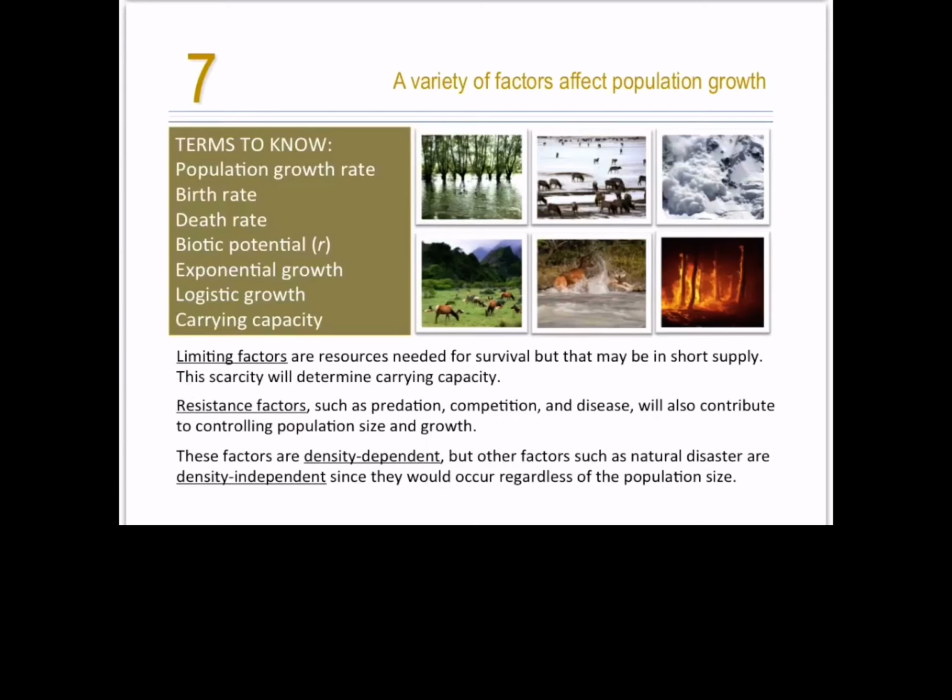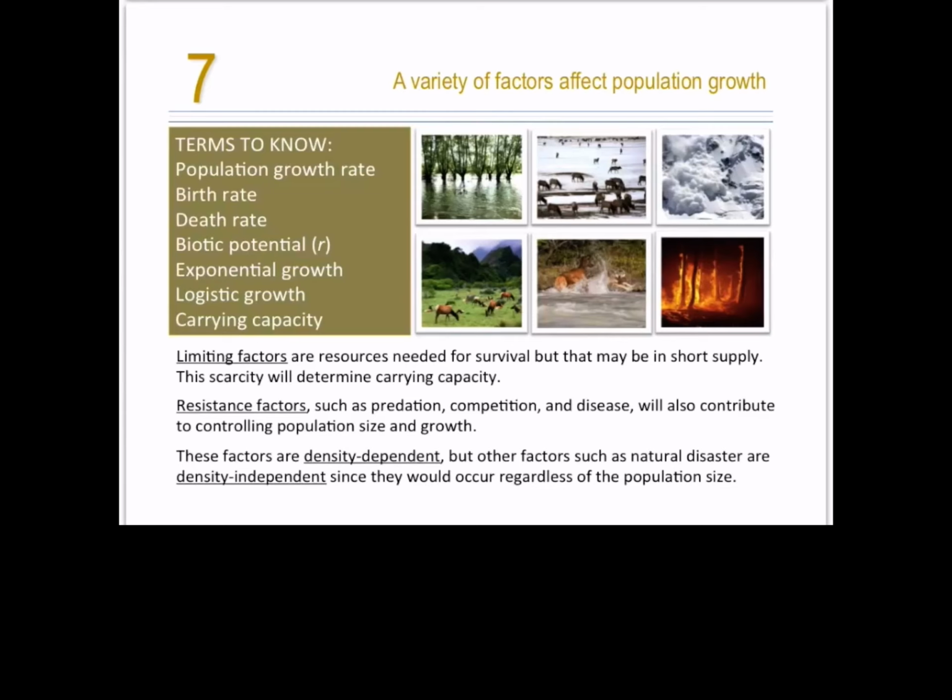And so these two factors here, resistance and limiting factors, are referred to as density dependent. They depend on the density, or number of organisms per unit area. There are other factors, though, that we refer to as density independent factors that are going to occur regardless of the population size. And these are generally natural disasters.